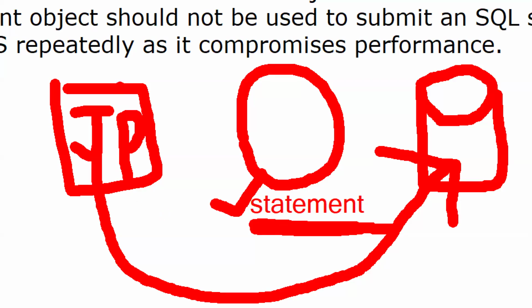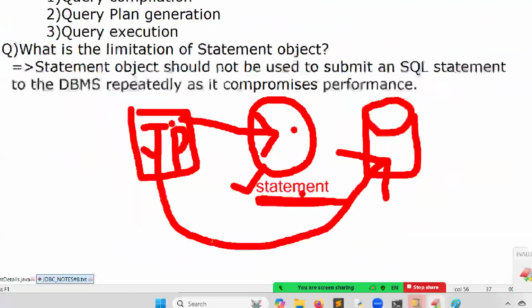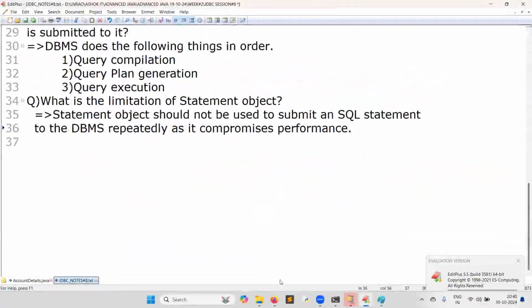From the Java program, if only one-time submission of the SQL statement is the requirement, only one-time submission, no repetition, then you can use a statement object. But if the same SQL statement is required to be submitted repeatedly to the DBMS, never use a statement, it will reduce the performance. This is the most important point.